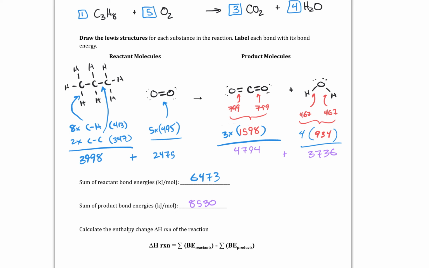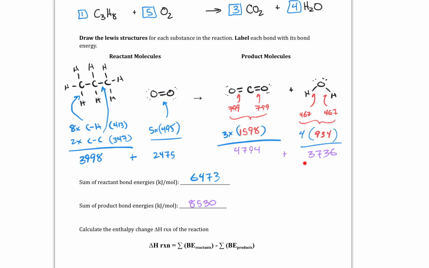And then the water molecule has 2 oxygen to hydrogen single bonds. Each is going to be 467 kilojoules per mole. That means 1 molecule will be 934 kilojoules per mole. We're going to multiply that by the 4 molecules in the balanced chemical equation, and we're going to see that the total energy released when the water forms is going to be 3,736 kilojoules per mole.